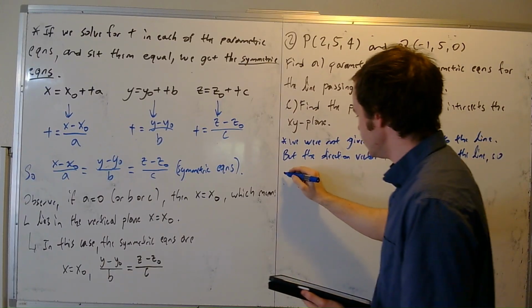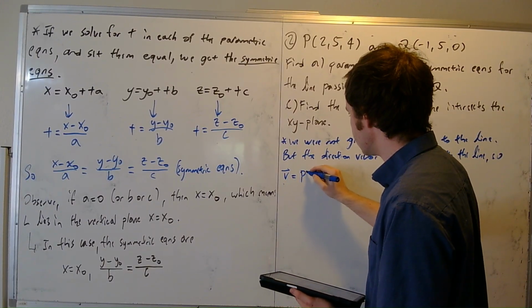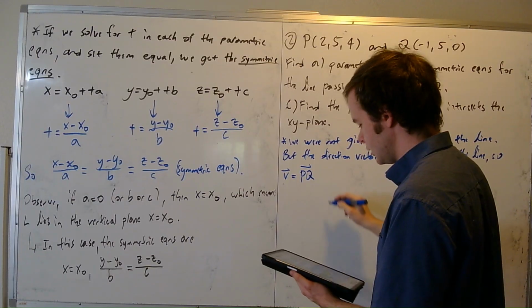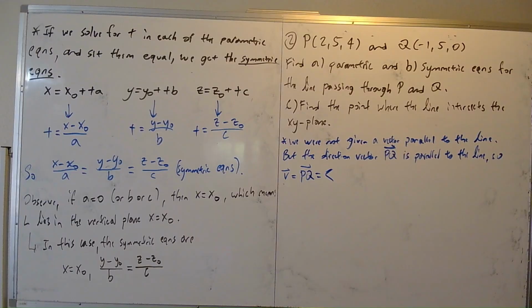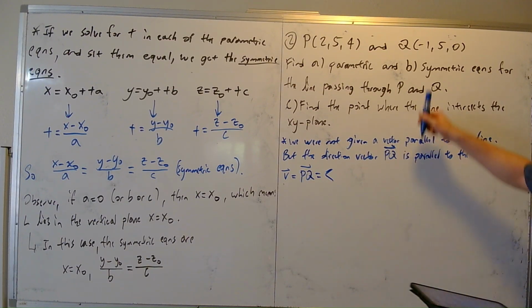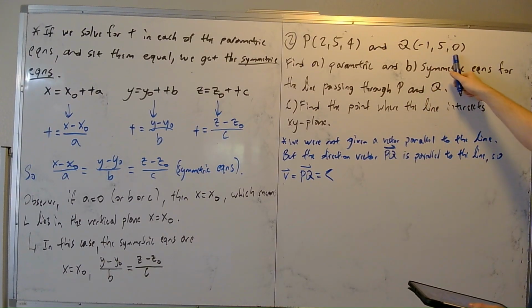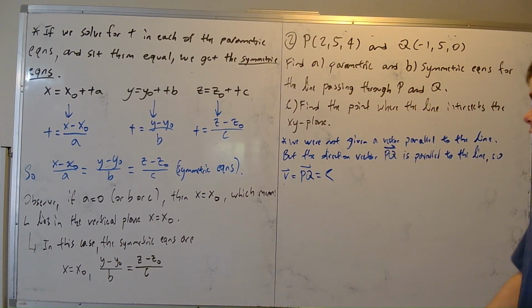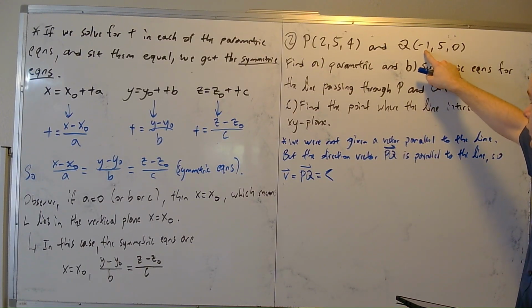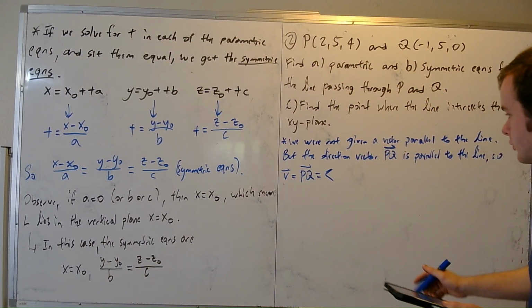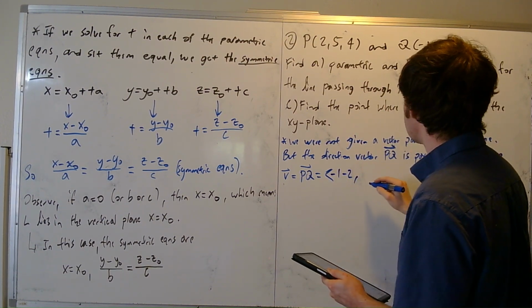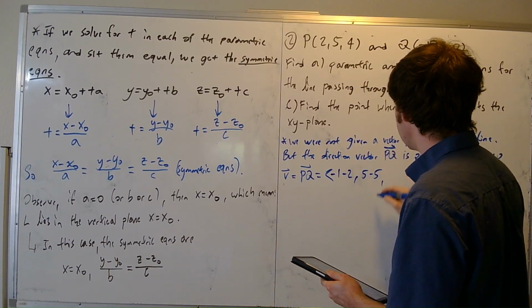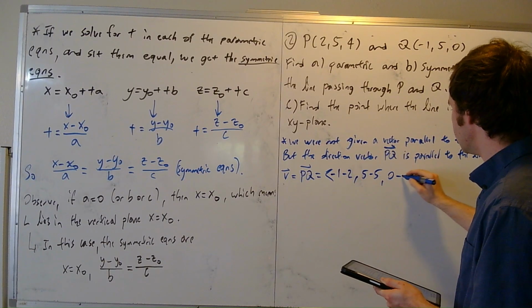So we're going to set V equals the vector PQ equals, now we just have to calculate what that is. So remember, if we're trying to calculate a vector between two points, then we take the coordinates of the second point and subtract the coordinates of the first point, right? So we take the x coordinate here, and we subtract the x coordinate here. So we're going to have -1 minus 2. Second coordinate would be 5 minus 5, and the third coordinate would be 0 minus 4.